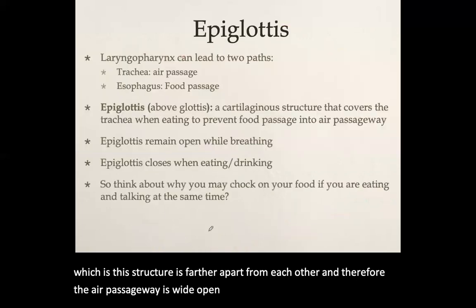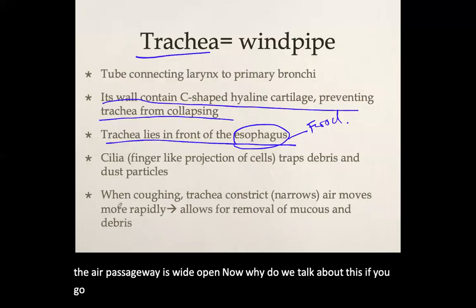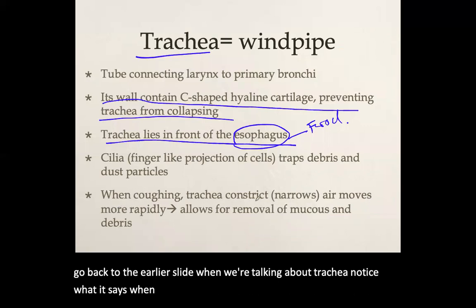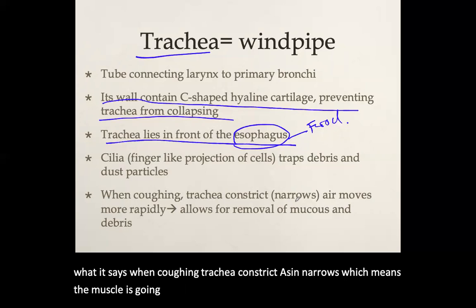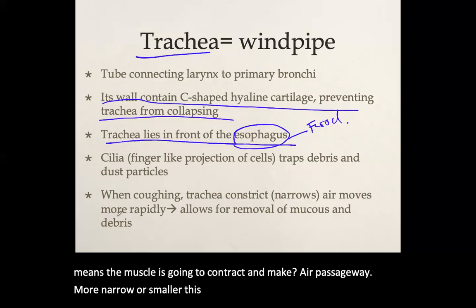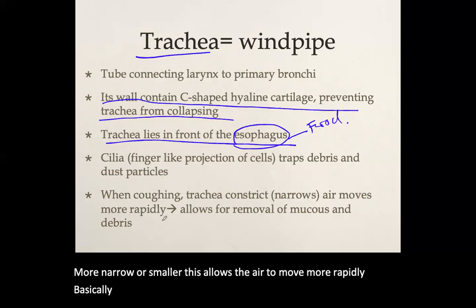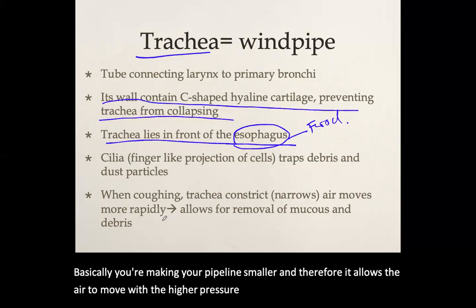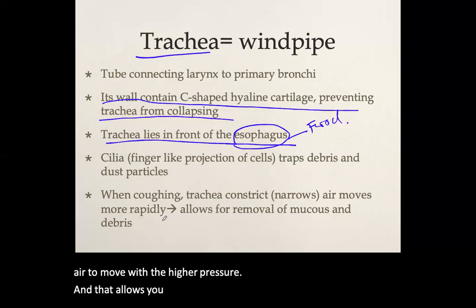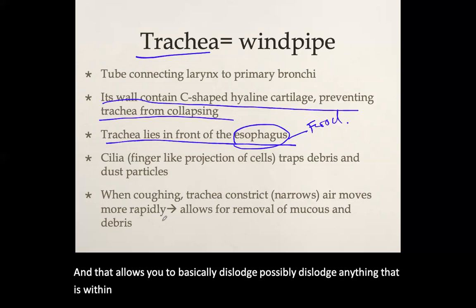Now, why do we talk about this? If you go back to the earlier slide when we were talking about the trachea, notice what it says. When coughing, the trachea constricts as it narrows, which means the muscle is going to contract and make the air passageway more narrow or smaller. This allows the air to move more rapidly. Basically, you're making your pipeline smaller, and therefore it allows the air to move with a higher pressure. And that allows you to possibly dislodge anything within the trachea, which includes both the mucus and debris.